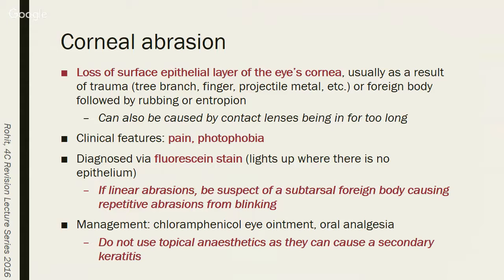So it's diagnosed via fluorescent stain. Management is topical antibiotics. Obviously, stop the thing that's causing it. So if the eyelids are rubbing because you have trachoma or you have an entropion or something like that, you want to be making sure the eyelashes are removed, and stuff like that.